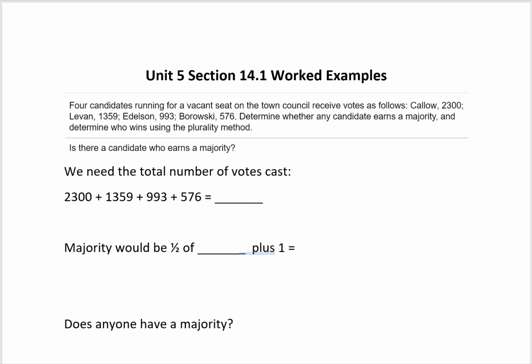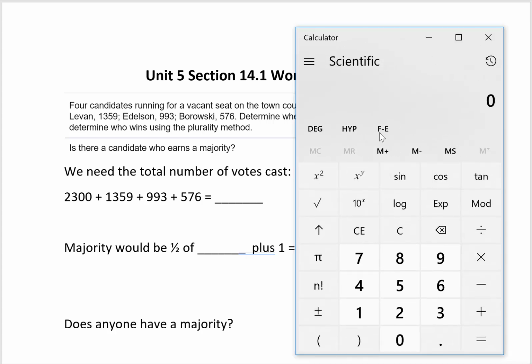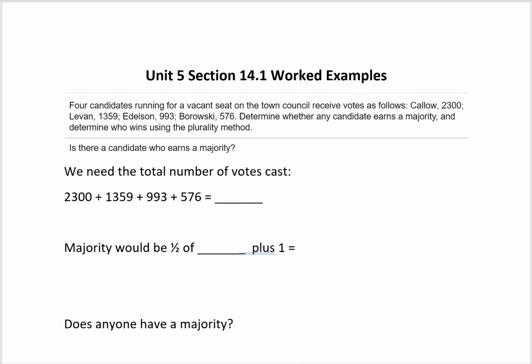Is there a candidate who earns a majority? We need the total number of votes cast. So I've taken each of the vote totals for the candidates, and we're going to add those up in our calculator. So we've got 2,300 plus 1,359 plus 993 plus 576, and we have 5,228 votes were cast.